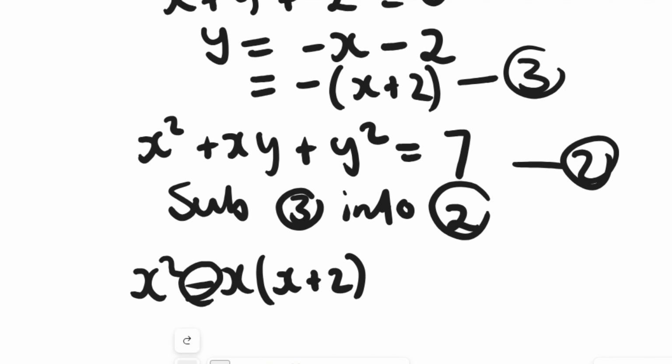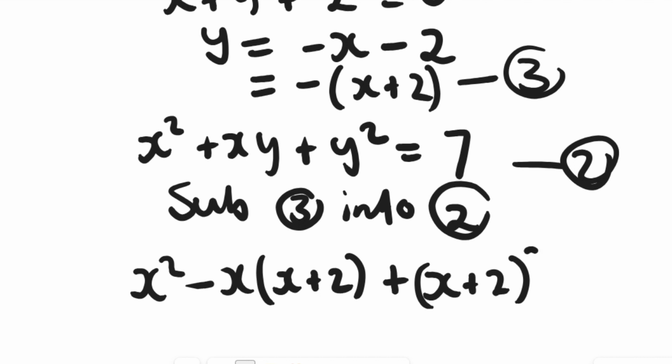And then we say plus y squared is everything here all squared. And that will give us nothing but x plus 2 all squared, and this gives us 7. The negative, where is it? It went away, the square removed it.